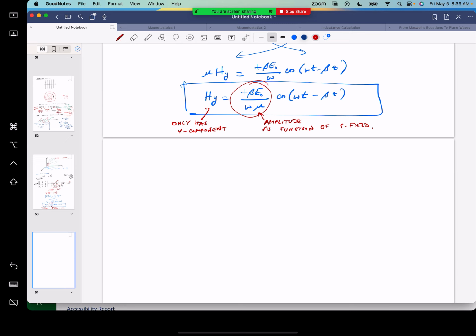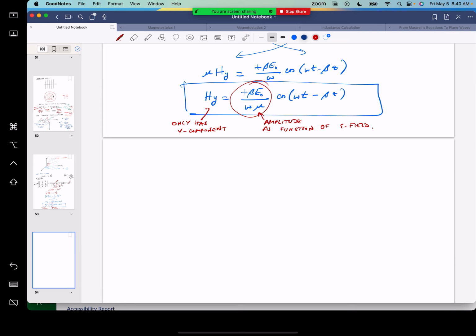So here we are. We have this electric field and magnetic field, and they're both perpendicular. In the way we defined it, we defined the electric field in the X direction only. It created a magnetic field in the Y direction only, and they're traveling in the Z direction together.